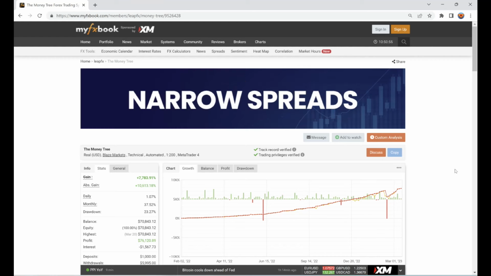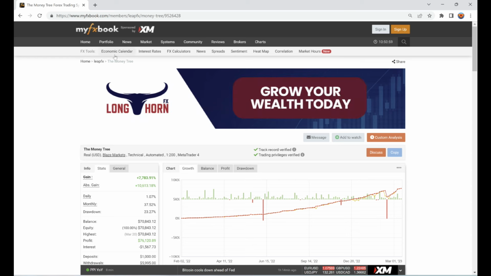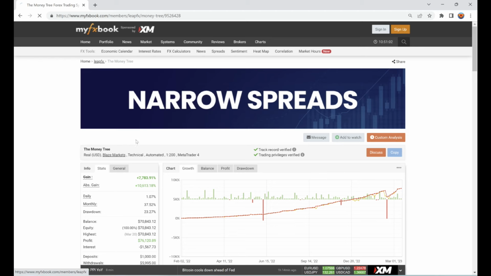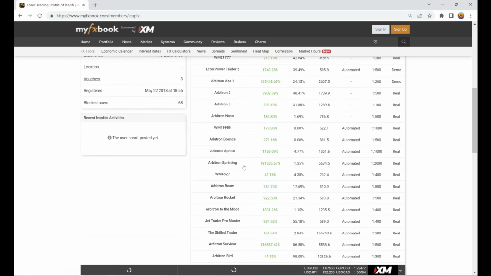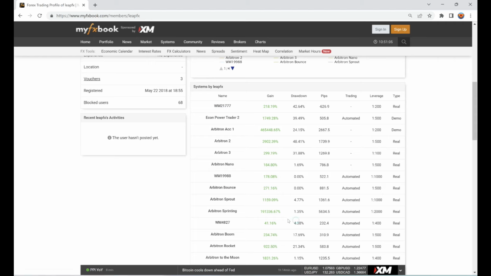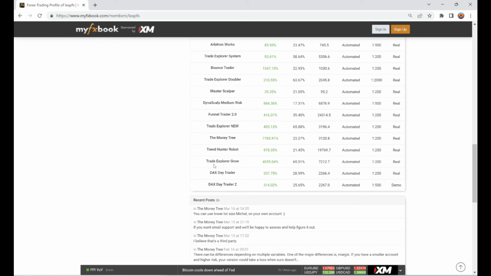Hey guys, today I want to look at this trading robot called the MoneyTree. This is the MyFXBook account. It's by a company called LeapFX. They do have quite a few products. As you can see, the one that I'm most interested in looking at is the MoneyTree. So let's go to the MoneyTree.